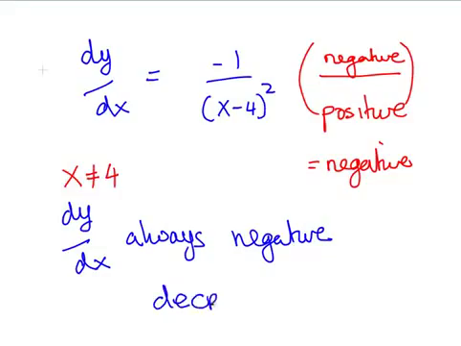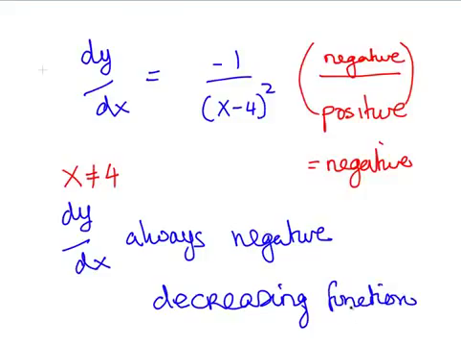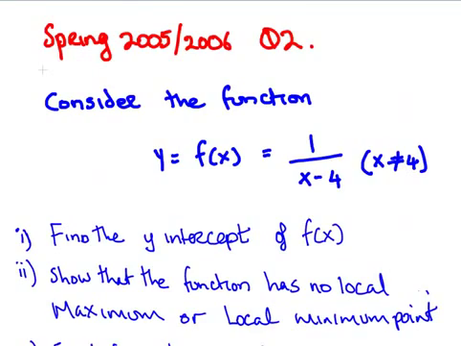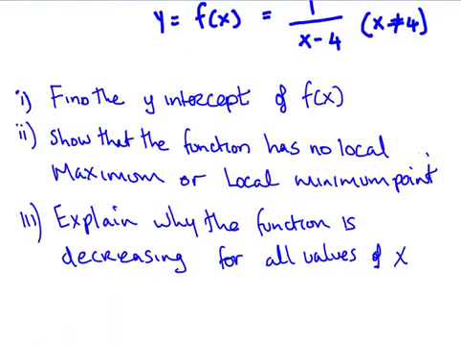The slope is always negative. Okay. So essentially, that's the key thing there that you have to look for. dy over dx is always negative, and you're sort of led that way in the question: explain why the function is decreasing for all values of x.